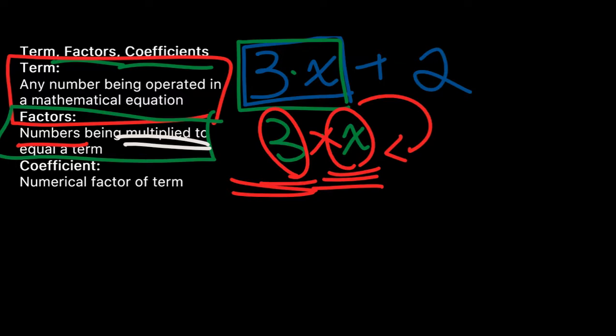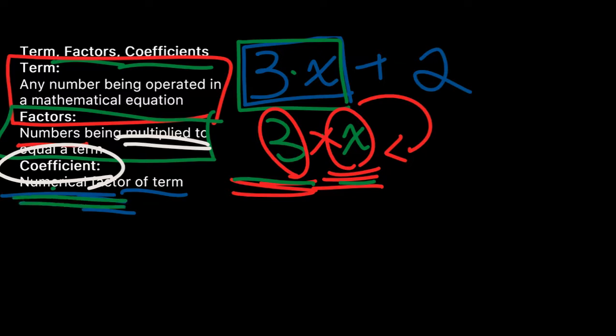And the next thing we have to learn about is coefficient. So what's a coefficient? Coefficient is the numerical factor of a term. What does that mean? It's a numerical factor. Referring to our previous example with 3 and x, the numerical factor, or the constant factor, the factor that only consists of a number, is 3. So 3 is the coefficient.